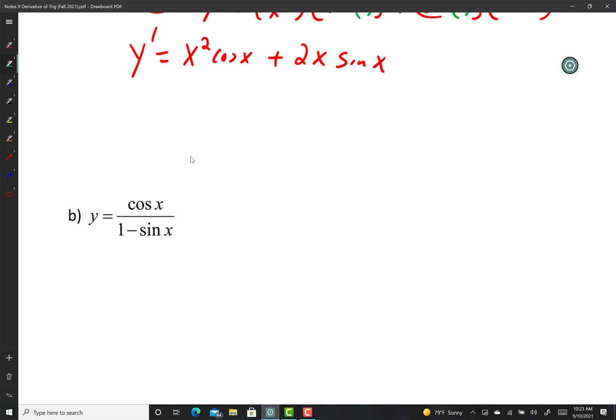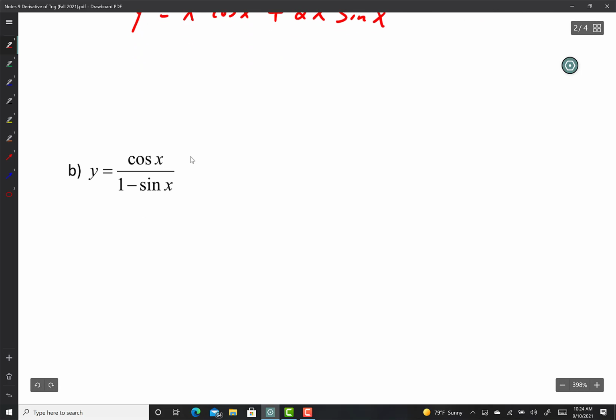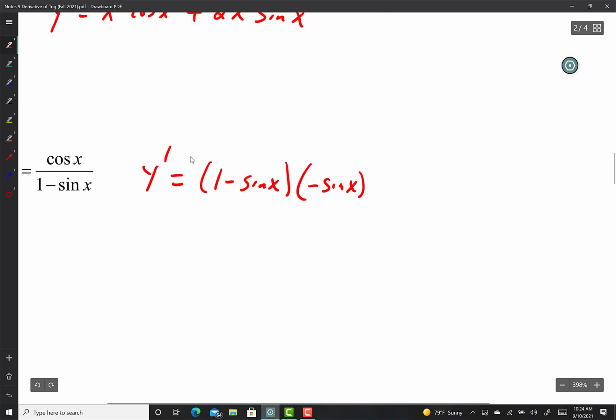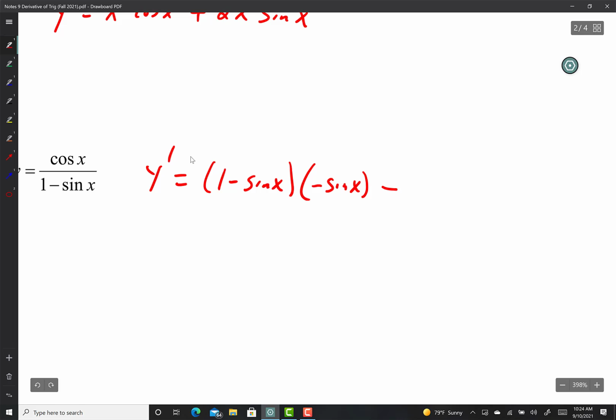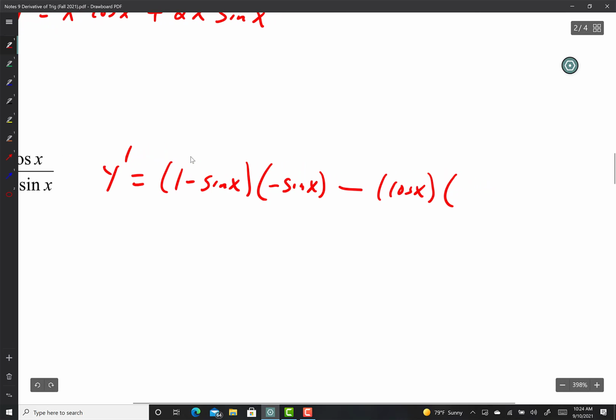Look at letter B. What rule do I got to use? Quotient. I'm going to write y prime. Do you guys remember the quotient rule? Low d high minus high d low over low low. So bottom, low d high, times the derivative of the top. What's the derivative of cosine x? Positive or negative? It starts with a c, negative sine x. Plus or minus? Minus, the quotient rule is a minus, minus the top, cosine x, times derivative of the bottom. Now, because there's a negative in front of the sine x, it's going to keep that sign.